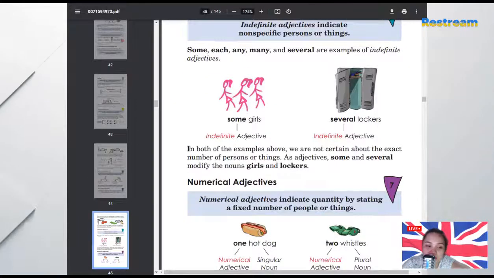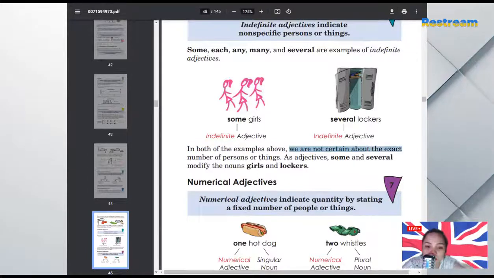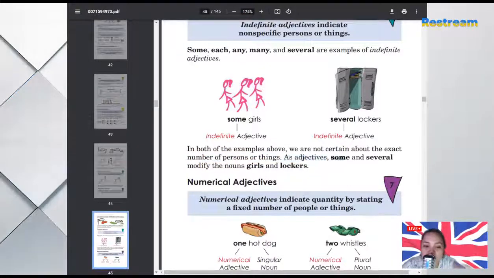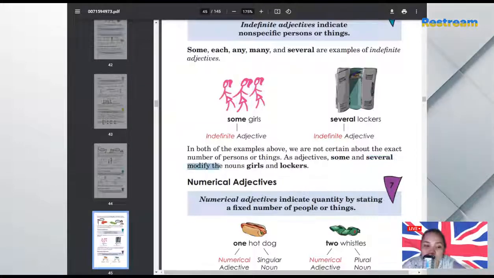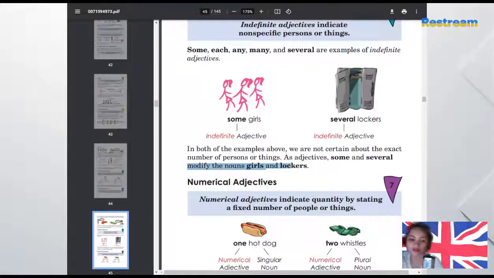In both of the examples above, we are not certain about the exact number of persons or things. We didn't know how many lockers or how many girls there are, right? So as adjectives, some and several modify the nouns girls and lockers, the nouns being described.